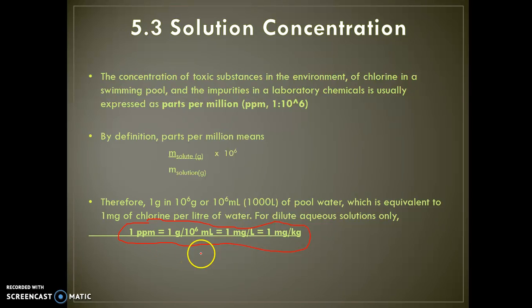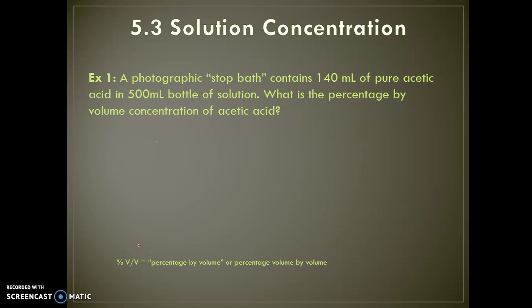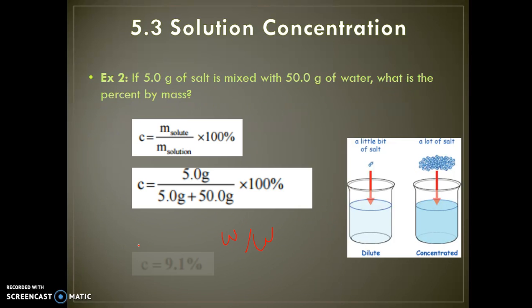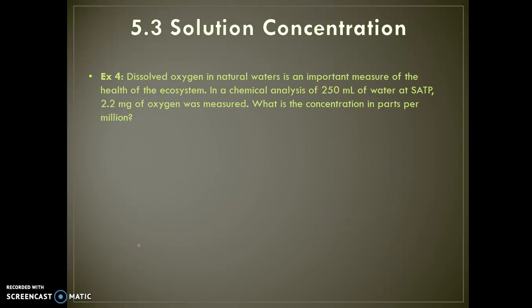So we can take these, and these more or less give us a formula to help us figure out things in parts per million. That means if I have grams, I'd have to have my other units in milliliters. If I had milligrams, I'd have to have my other units in liters. Or if I had milligrams, my other unit would have to be kilograms, because each of those is equivalent to parts per million.